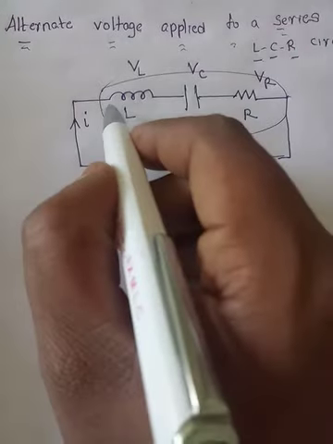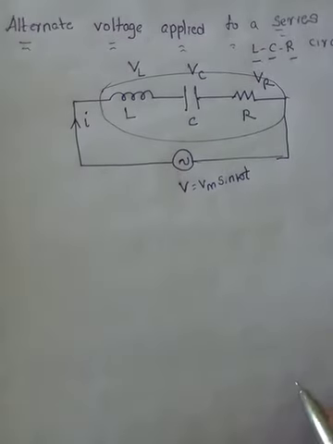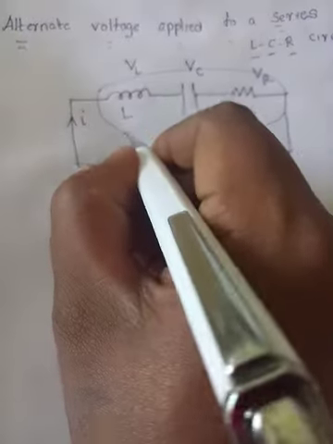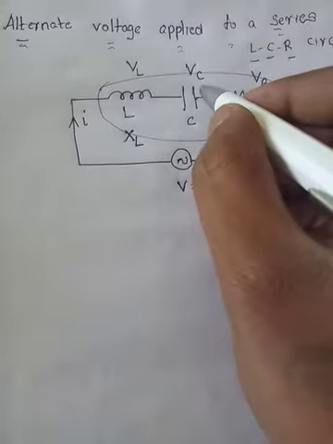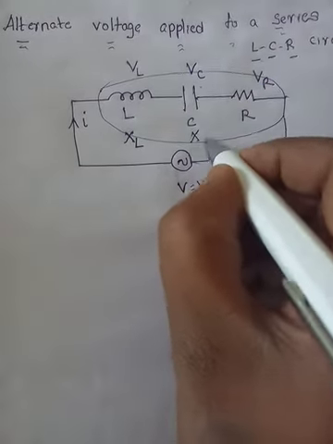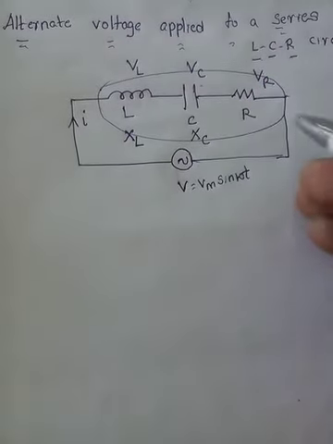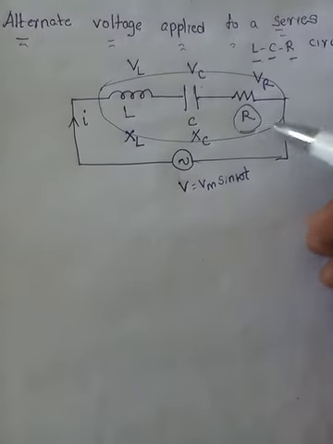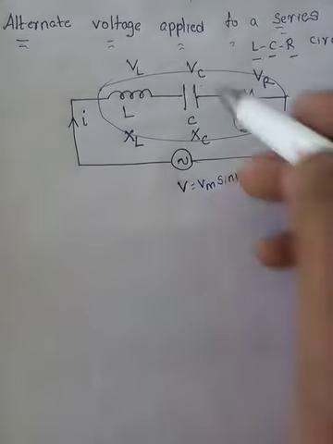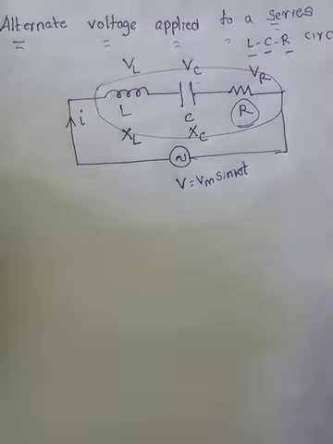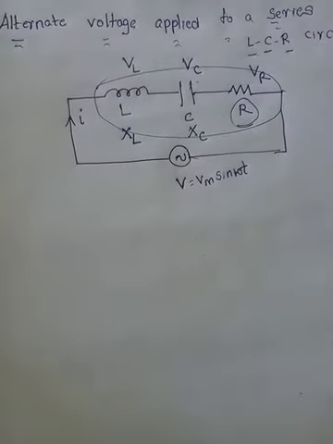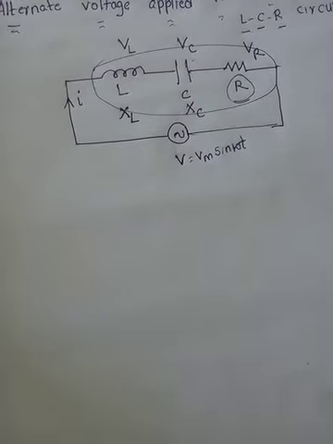You know, the inductor opposes the flow of current, and that is called inductive reactance XL. The opposition offered by the capacitor is called capacitive reactance XC, and the resistance offered by this resistor is called R. So as we know, in series combination the current is constant, and the potential across each element varies. Let us see the phase diagram.